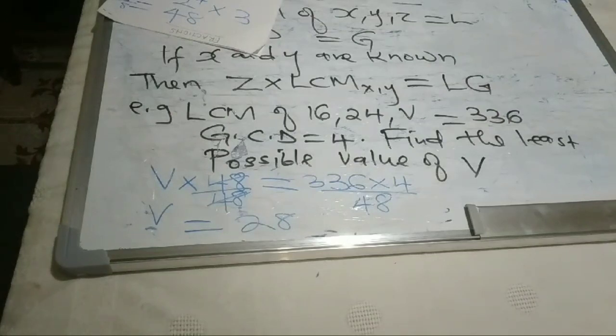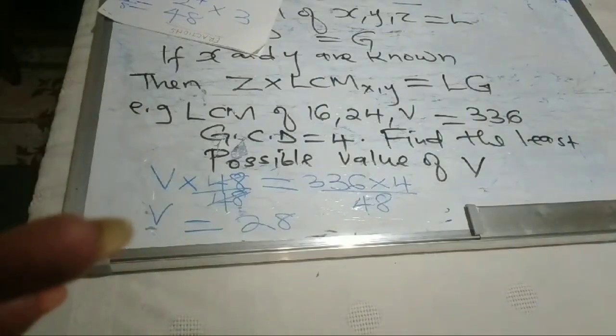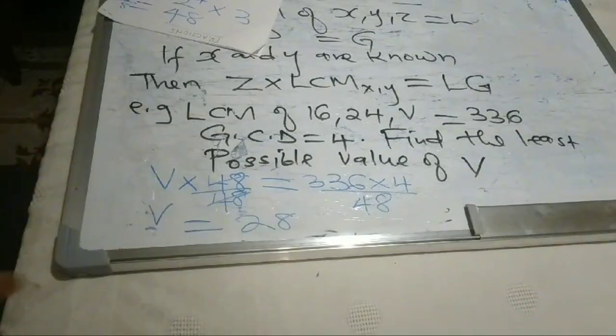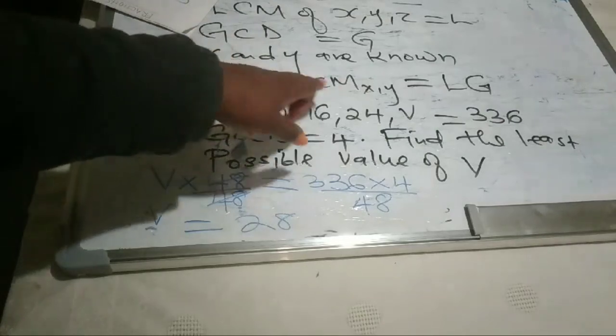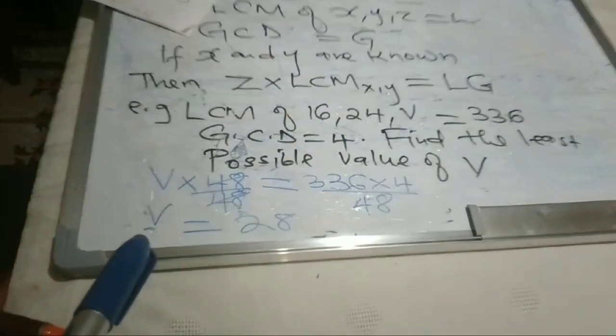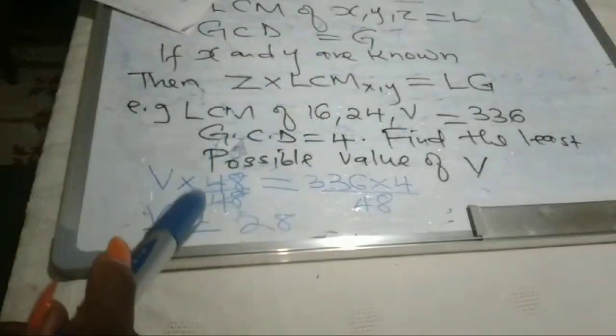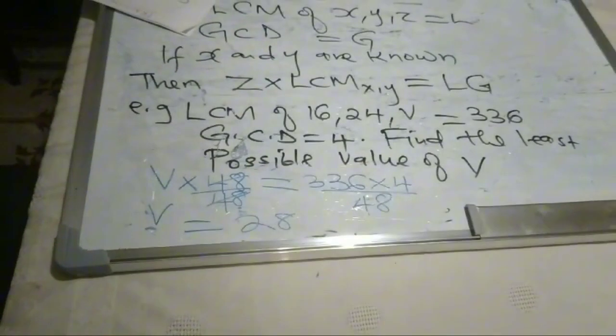So that's how we work out a situation whereby the numbers are three, and we have the LCM of two of them and the GCD. To find the other number, this is the formula. Take the number multiplied by the LCM of the two numbers which are available, which should be equal to the product of the LCM times the GCD.